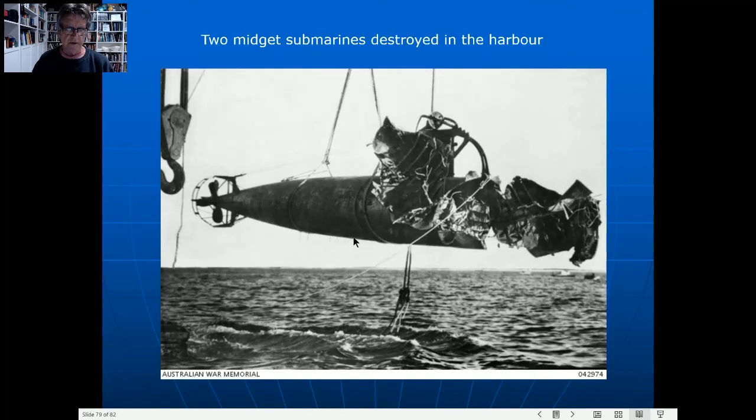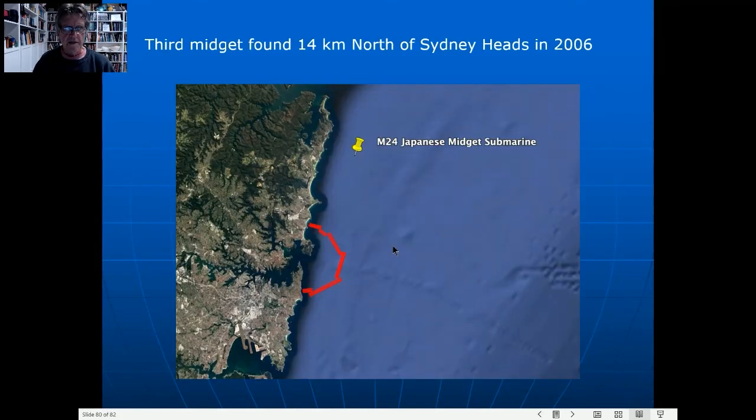The third one, oh, that's a picture of one of the submarines being recovered. You can see how the depth charges, well, I don't know if this is the one with the depth charges or whether the submariners inside the midget submarine set off a charge to destroy it. The third submarine escaped, and it was located 14 kilometres north of the Sydney Harbour loops. It was located where I've got that pin, in 2006. They took a long time to find it. They knew it was probably somewhere up the coast, but it was pretty hard to find.